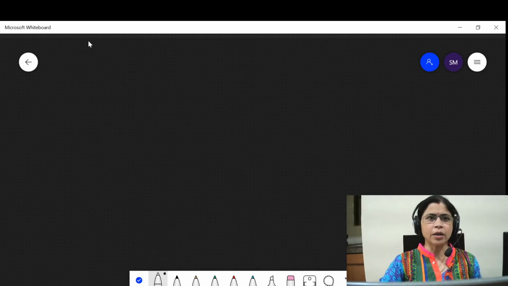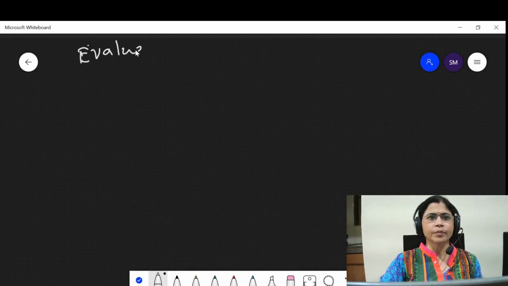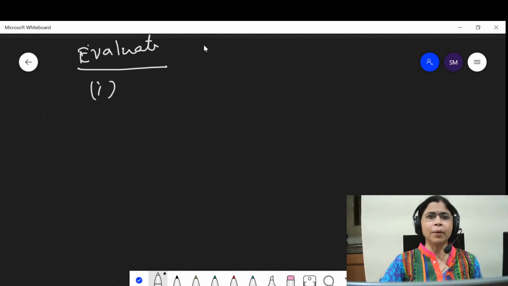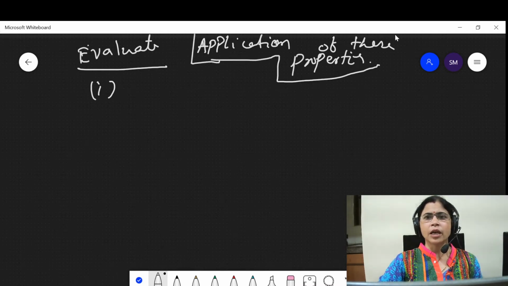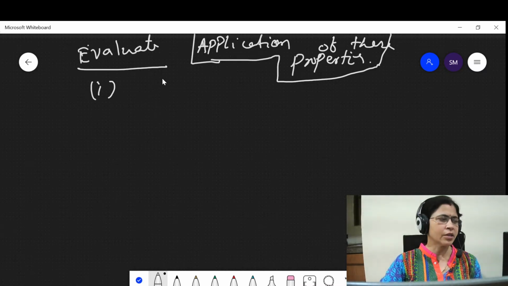Here evaluate the value. Students, please do your exercises and ask me your doubts. Here is the application of these properties. When you know the theory, at first keep in your mind all these laws of exponents and practice your exercises.